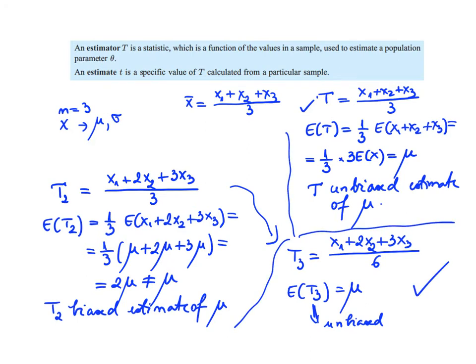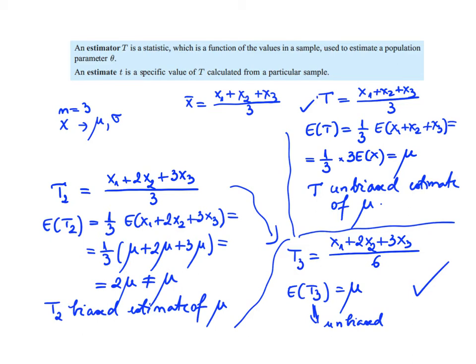So it's a good one as well. If I want to estimate the mean height of people in Hong Kong, I can take the height of the first person plus 2 times the height of the second plus 3 times the height of the third and divide by 6. Would it make sense to do that? It's correct, but maybe it's not as efficient as the sample mean, because I give more weight to the third person in my formula.